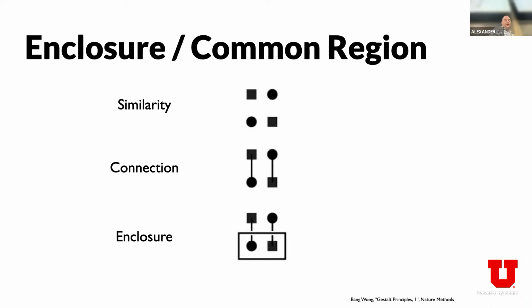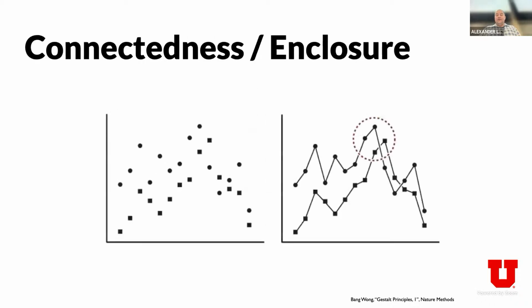And so we have this hierarchy essentially of features, right? So we have similarity, connection, and then enclosure, right? And in the enclosure case, we'll probably understand that there's something complex going on, right? That we have two different groupings, and that maybe the enclosure is the strongest one in this case here.